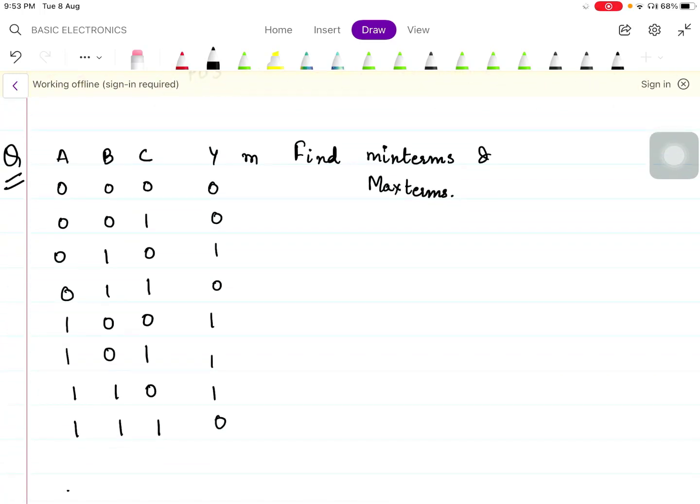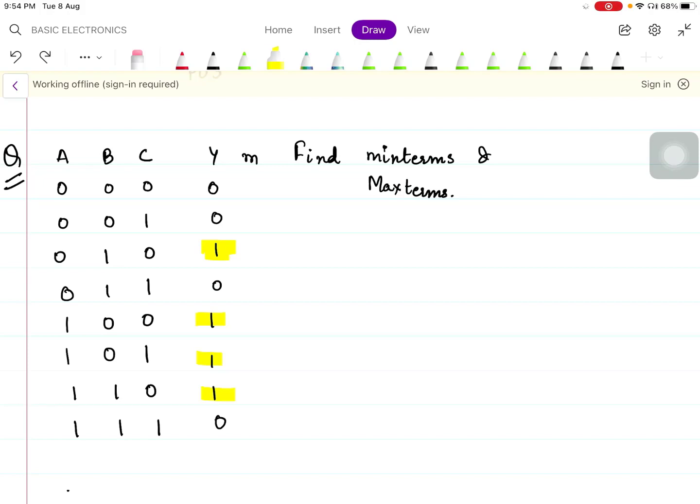Again, you have a specific number of variables here and you have an output y. That means y is a function of three variables, that is a, b and c, and in the question y has been already given to you. When you have to find the minterms and maxterms, you just have to look at the output and give the priority to 1 if you have to calculate the minterms, and you can prioritize 0 when you have to calculate the maxterms.